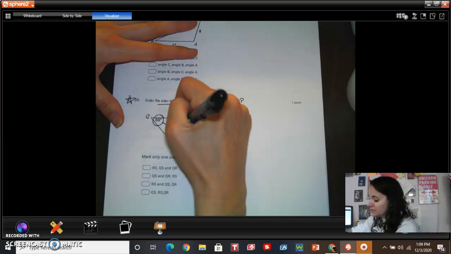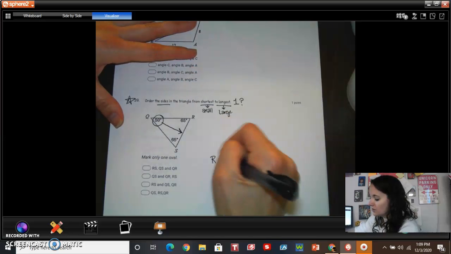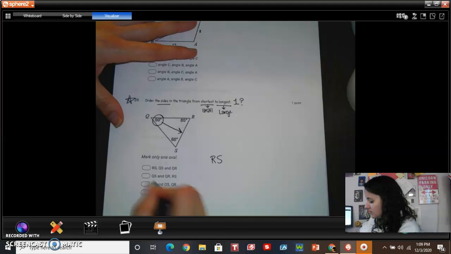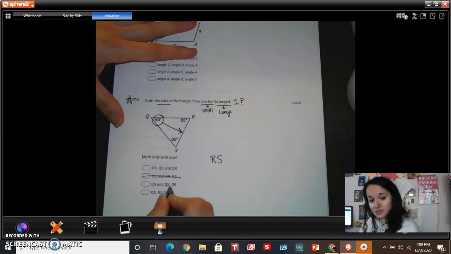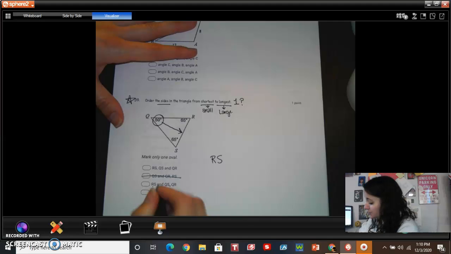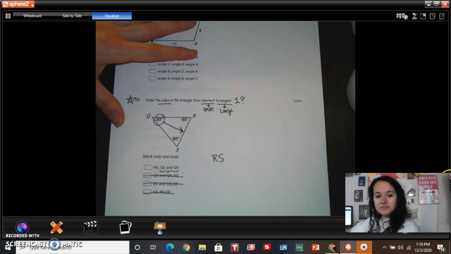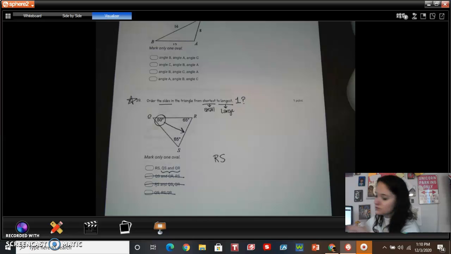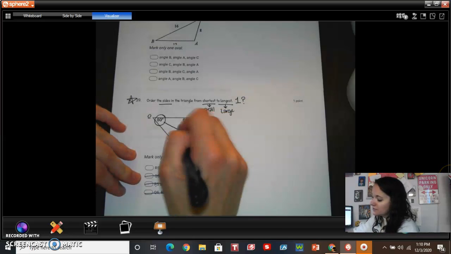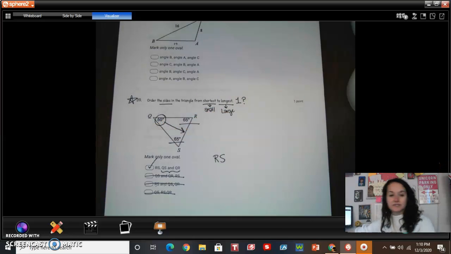So across from it, our shortest side is going to involve RS. So it's going to start with S. This one says RS and QS. Oh, only one possible answer. Now what this means is that they're supposed to be the same. If they're the same, the angles will be the same. Voila, the angles are the same, so that would be our answer.